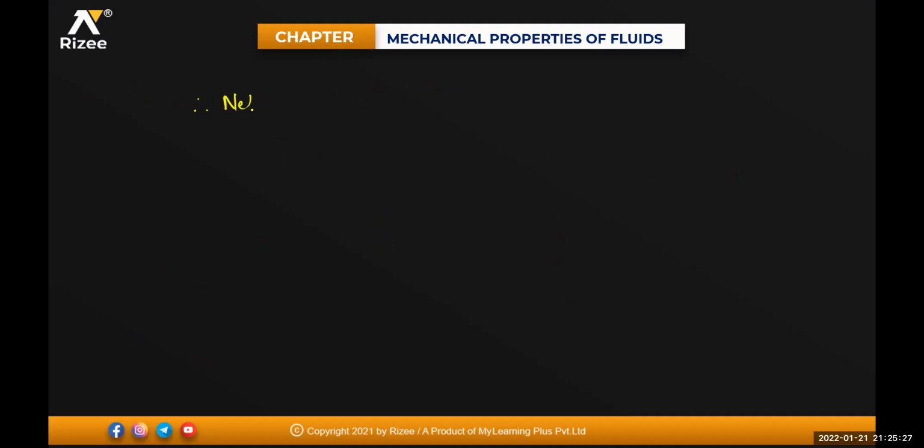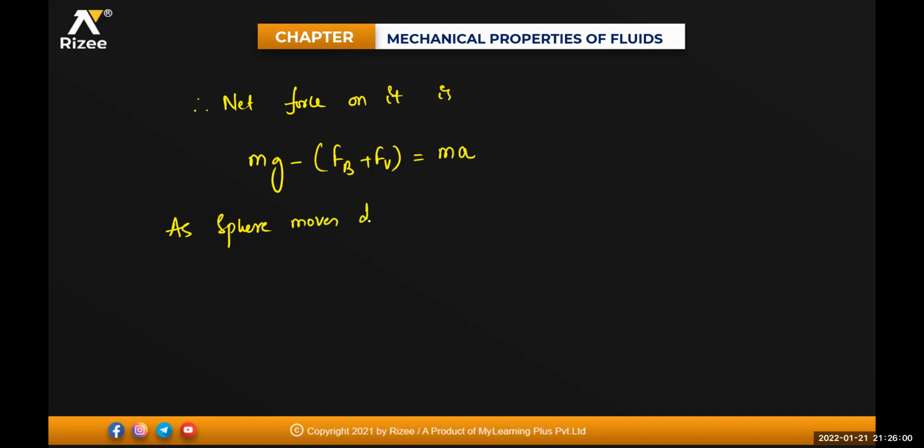So the net force on it is mg in the downward direction minus buoyant force in the upward direction, minus viscous force in the upward direction, that must be equal to mass into acceleration. So as the sphere is moving down, beta, its acceleration is in the downward direction, velocity is in the downward direction, viscous force will be in the upward direction. As the sphere moves down, its viscous force will be in the upward direction.